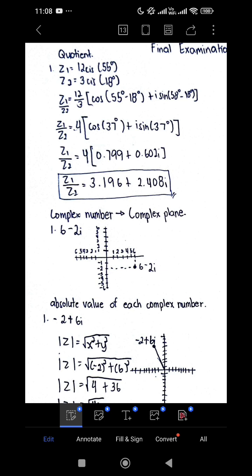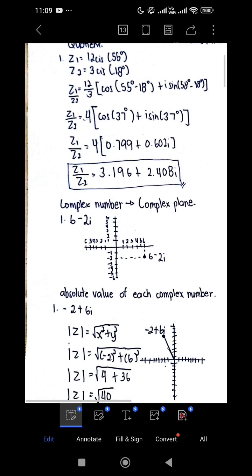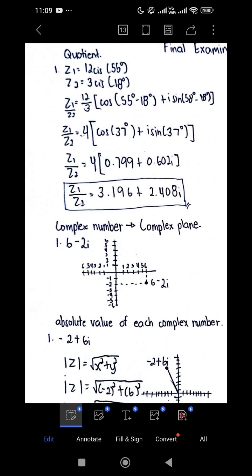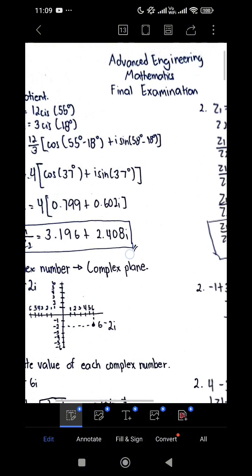Then next, Z1 over Z2 equals 4. If you calculate this, it equals 4 times 0.799 plus 0.602i. We move the i to the right side. If we distribute the 4, the final answer will be Z1 over Z2 equals 3.196 plus 2.408i. That's number 1.